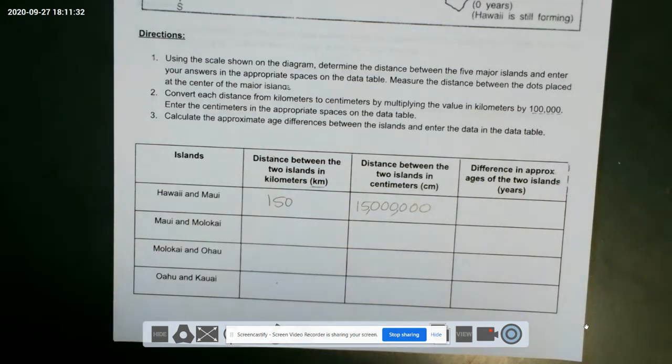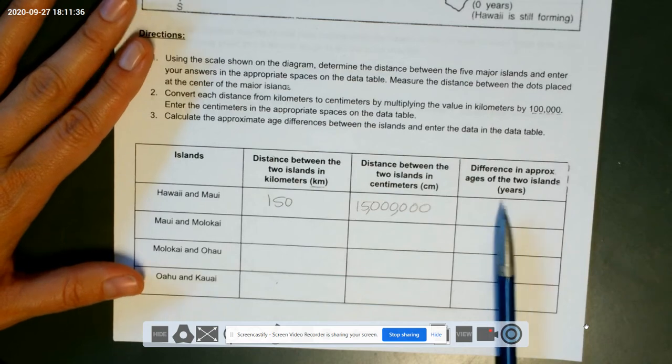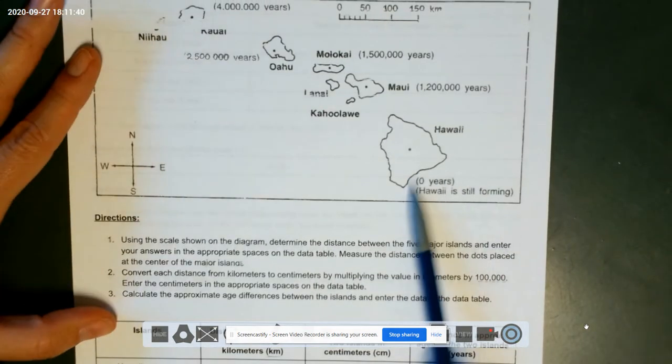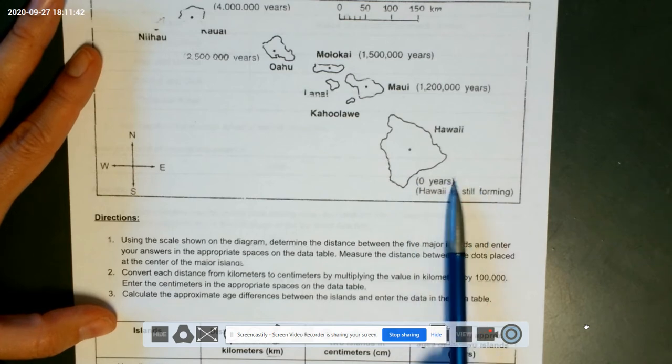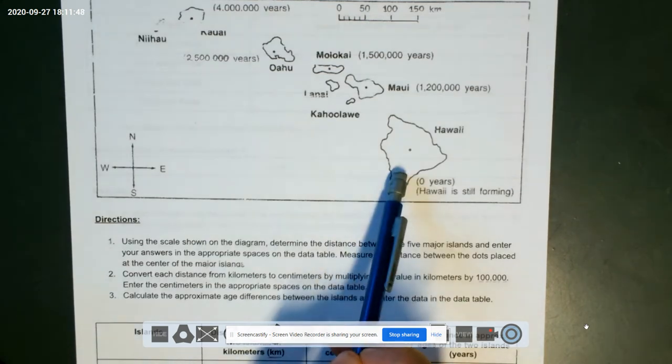Okay, now the last column wants me to find the difference in the ages. Okay, well, Hawaii is still forming, the big island. So right now, its age is not set. It's still forming. It's still growing because it is over the hotspot. It is active. The volcanoes in Hawaii are active.